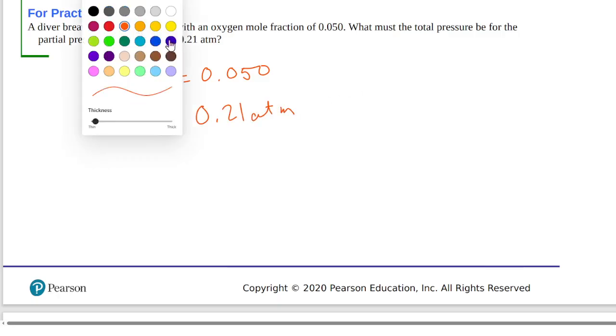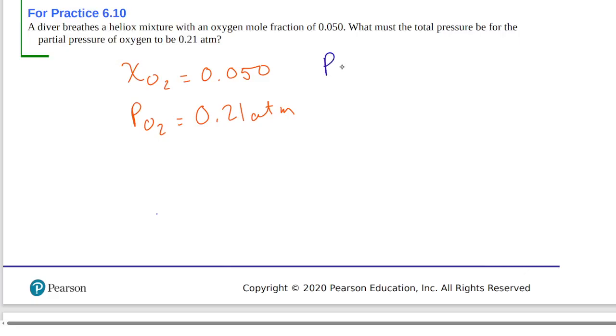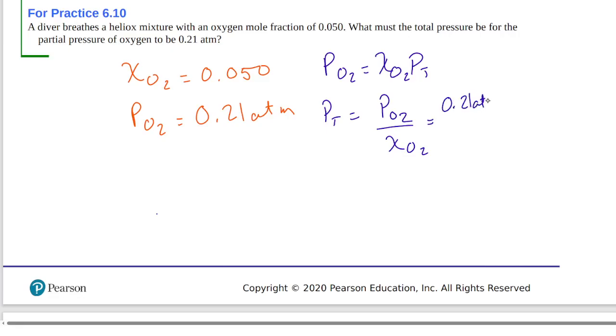We know the partial pressure of oxygen would be equal to the mole fraction of oxygen times the total pressure. So the total pressure would be equal to the partial pressure of oxygen divided by the mole fraction of oxygen, which is equal to 0.21 atmospheres divided by 0.050, which is equal to 4.2 atmospheres.